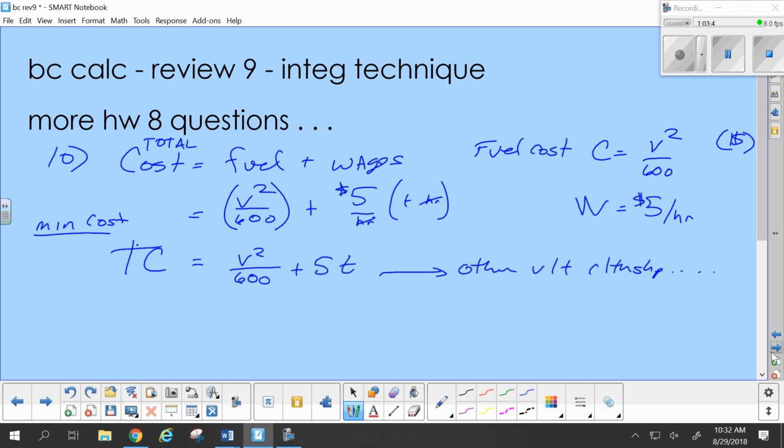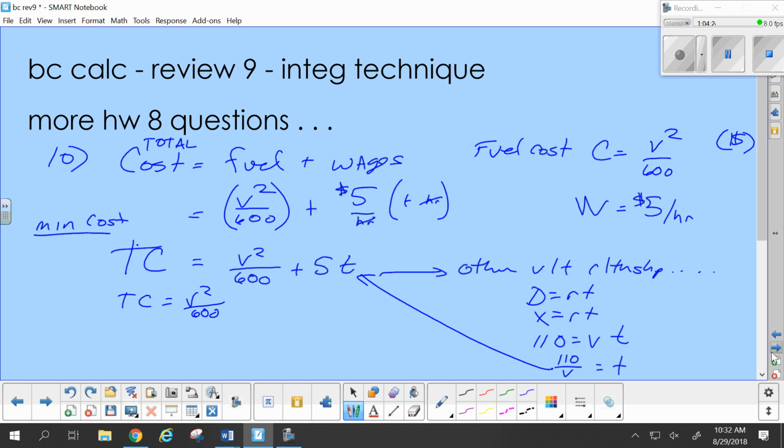Read the problem carefully. It said something about a distance, right? It was 110 miles. Whether you use distance is rate times time, or if you're a physics person, x equals rate times time, wouldn't you agree that 110 equals the velocity times time? So time is 110 divided by the velocity. Now if that goes in, can I get a one variable equation? Only V squared over 600 plus 550 V to the negative 1, if I take that 5, multiply it by 110, and write V in the denominator.